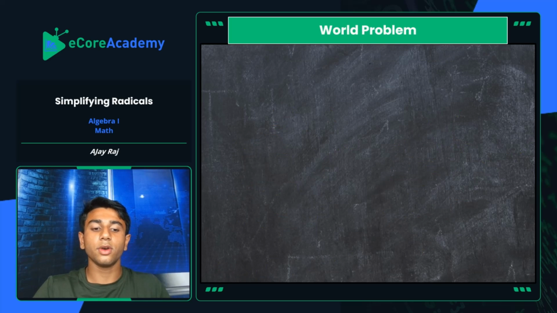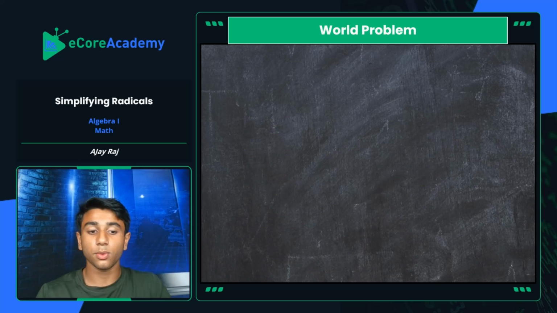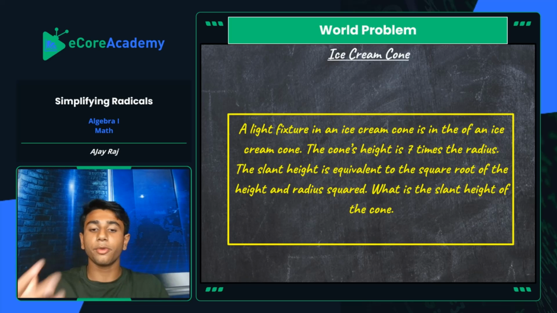All right, so now let's move on to the last part of our video here on simplifying radicals. Let's take a look at a very challenging word problem. From the looks of it, word-wise, it can be fairly confusing, but when you break it apart and use your simple properties, it's actually quite simple. So this is an ice cream cone problem. Let me read it out to you.